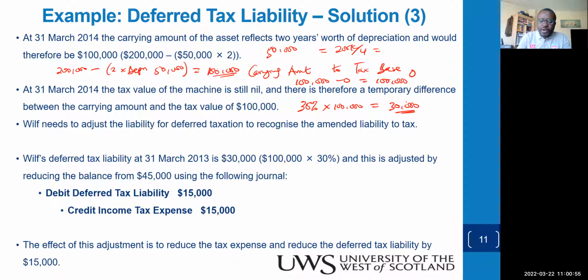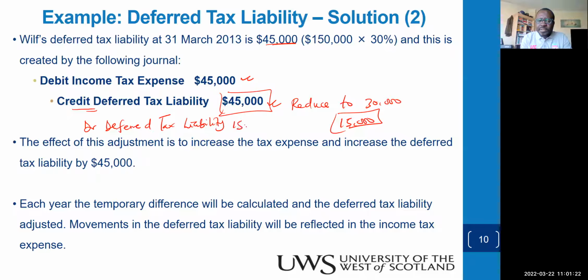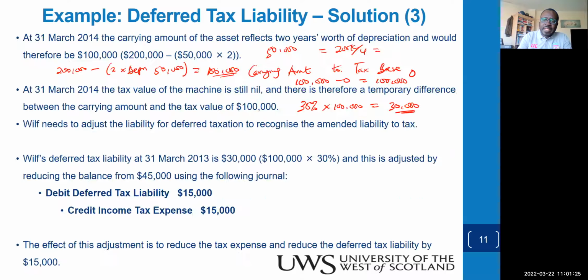But in reality, we have already recognized what? 45,000. So it means we must reduce this 45,000 to 30,000. And the difference becomes 15,000, right? So instead of crediting this, we need to debit the deferred tax liability by 15,000 to reduce it. And then we do the same for the income tax expense. So you debit the deferred tax by 15 and you credit the income tax expense. Normally we would have debited income tax. So reduce the income tax expense by 15. That's the second year.